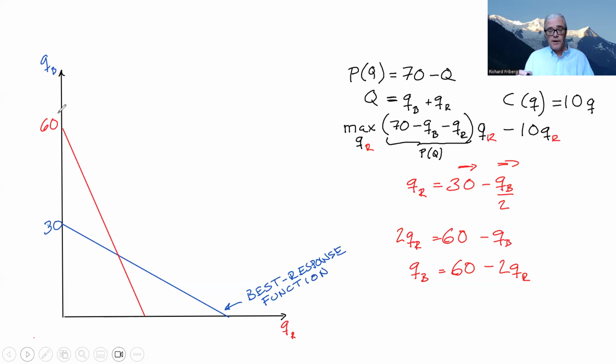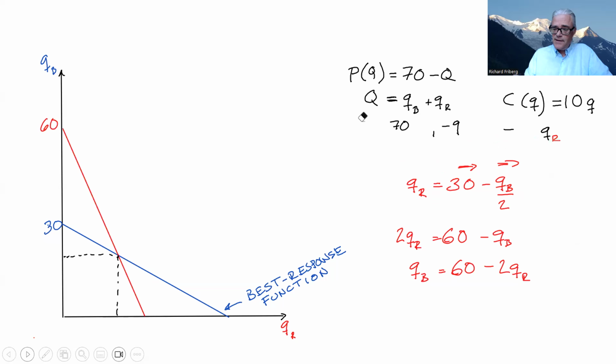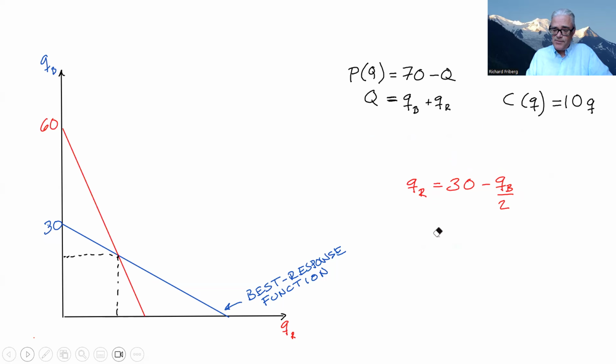Okay, so we now have two. We're looking for the optimal quantities. That's where we're going with this. Well, it's going to be where they're both best responding to each other. So this is going to be the solution. But let's look at that in some detail. So we have essentially two best response functions. We have the best response function for red here, and we have the best response function for blue.